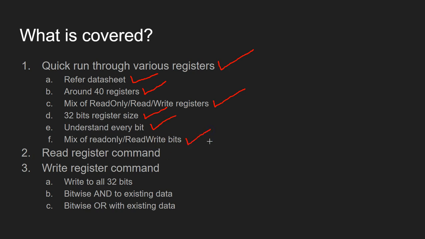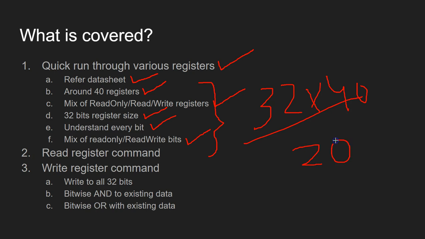Even at the bit level, there are read-only and read and write bits. So it looks like there are so many bits to understand. In fact, you'll end up having around 32 times 40 bits to understand. But I would say 20% of the bits are not used. They are referred to as RFU, which is for future use. So in that way, we are lucky that you're going to read a smaller number of bits.